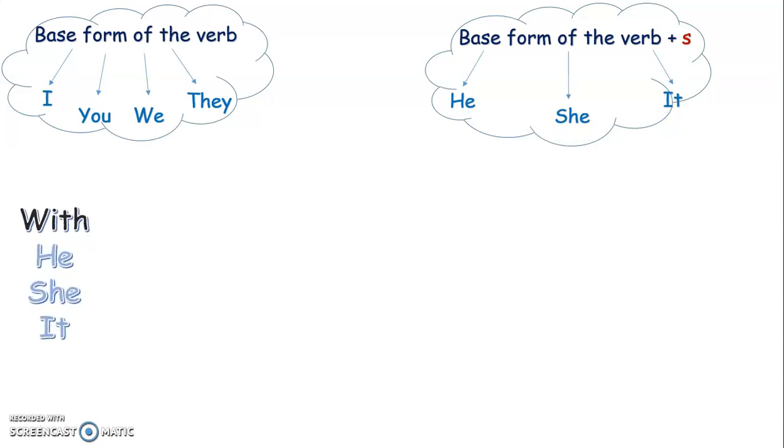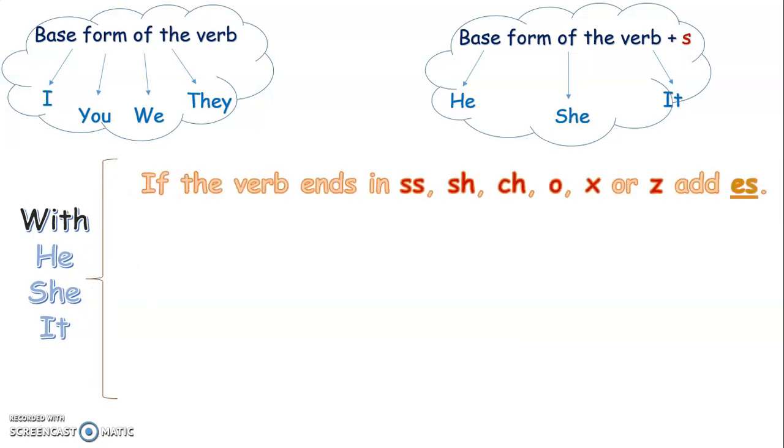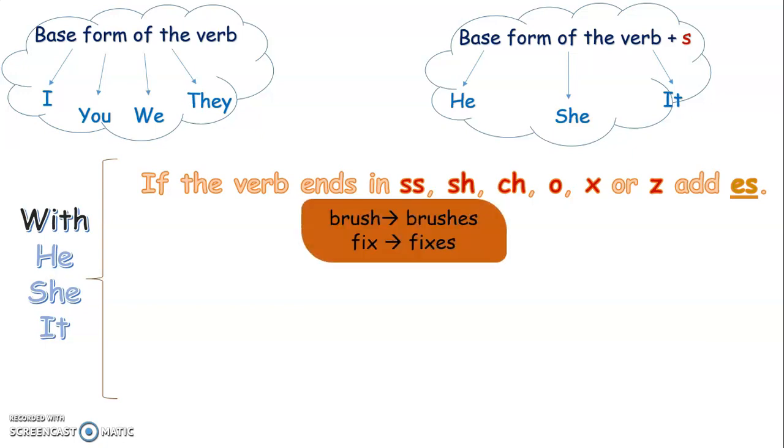With the pronouns he, she, and it, we have to look at the verb. If the verb ends in ss, sh, ch, o, x, or z, we add es. Like the verb go, we said he goes. We say she dresses, he brushes, he fixes. So we have to add es when the verb ends with ss, sh, ch, o, x, or z in the simple present tense. Like brush, brushes, fix, fixes.